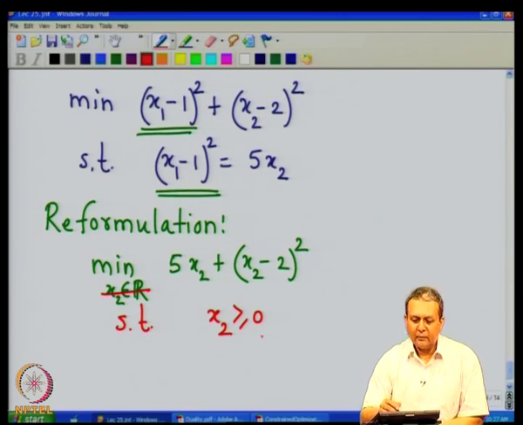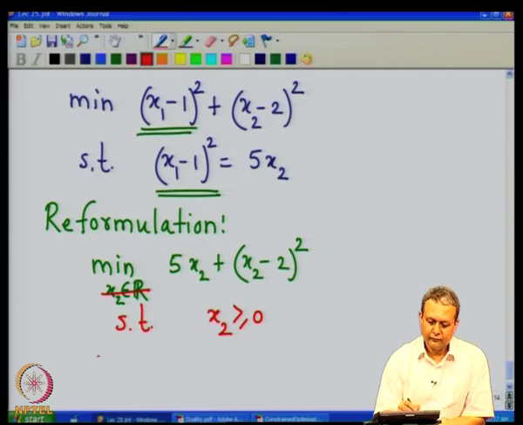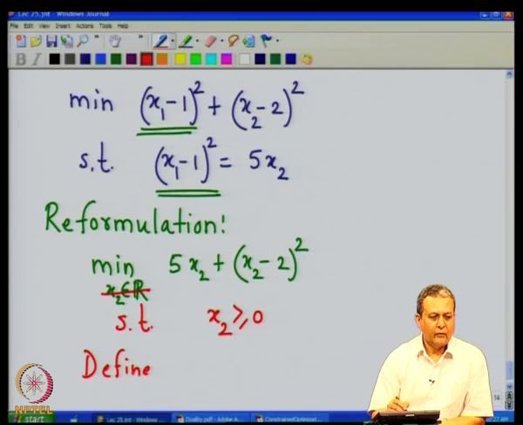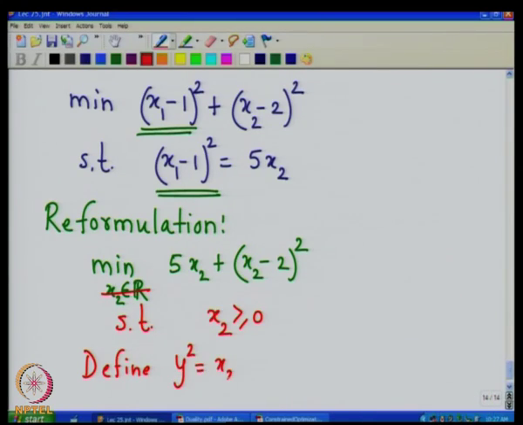Now, interestingly, this problem can be converted to an unconstrained problem. Suppose we define y square to be x2. So, y square is a non-negative quantity, and therefore it always satisfies y square greater than or equal to 0, and then we can substitute this y square in this objective function, and what we get is the following problem, where we minimize (x1 - 1)^2 plus (y square minus 2)^2, and then we can say that y belongs to R.